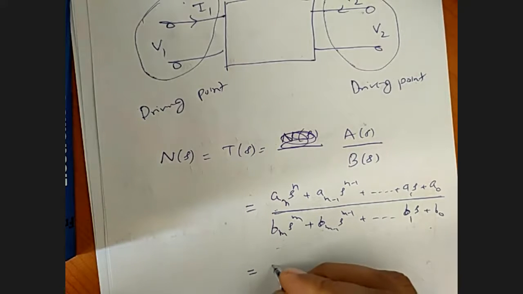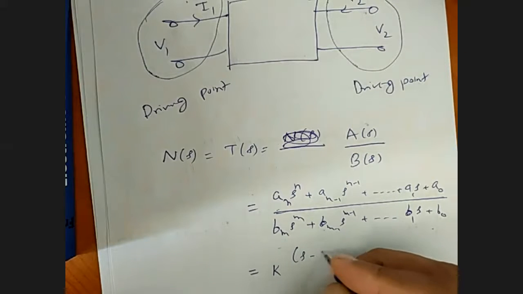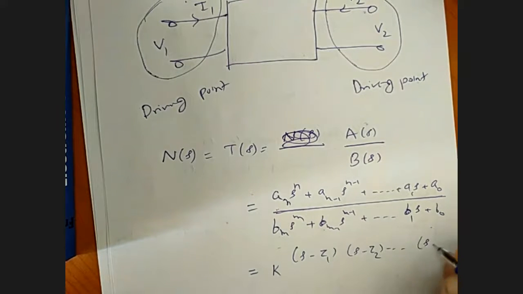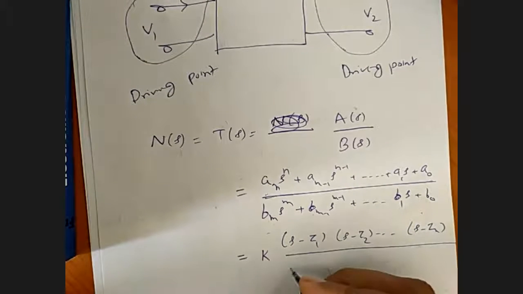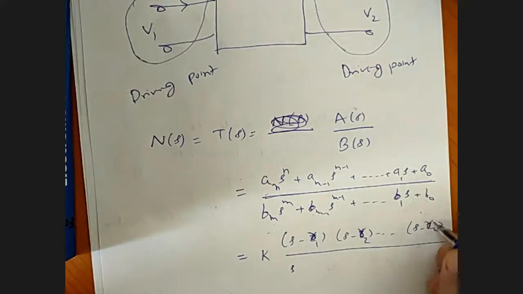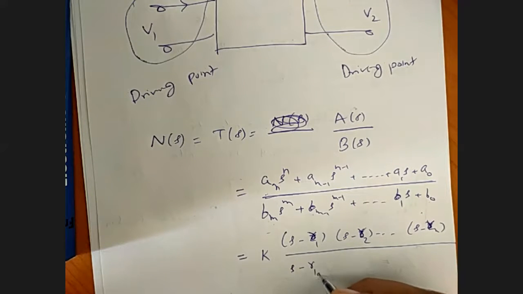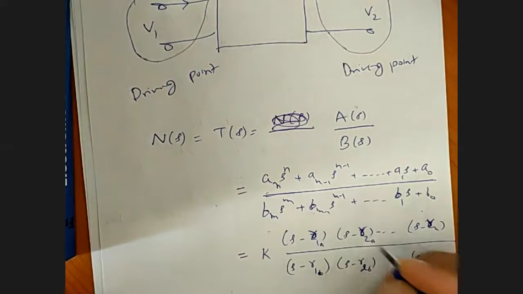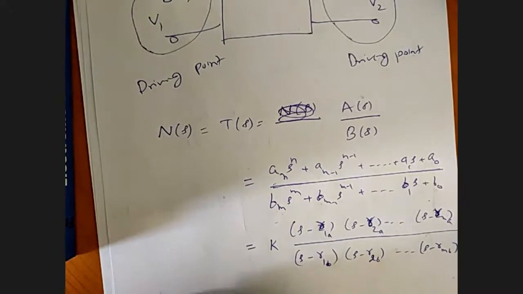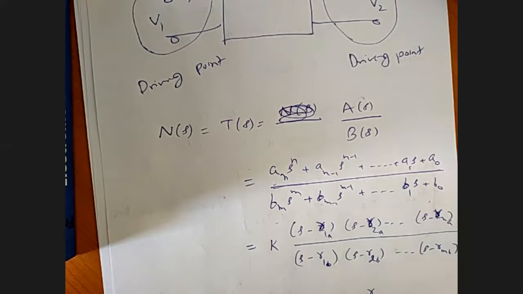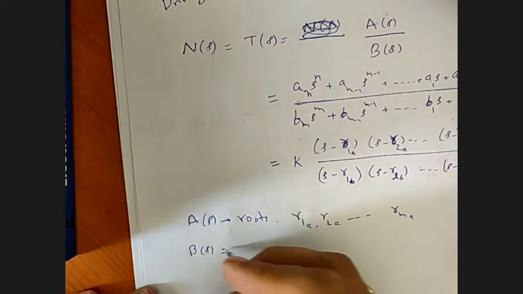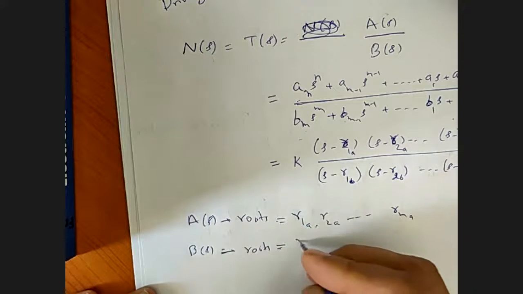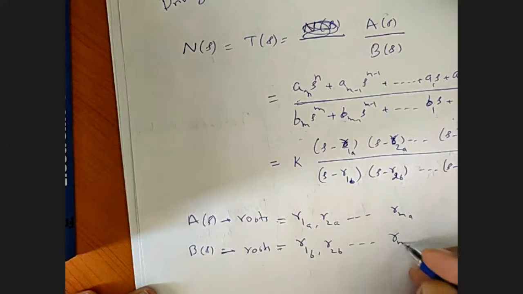So we will be writing it as, there will be some constant K, (s minus z1)(s minus z2) up to (s minus zn), divided by (s minus r1b)(s minus r2b) up to (s minus rmb). ये r1, r2, rn लिख लो, और इसको a लिख लो सिंपलिसिटी। तो हमने ये माना कि A(s) has roots as r1a, r2a up to rna, and B(s) has roots r1b, r2b up to rmb.